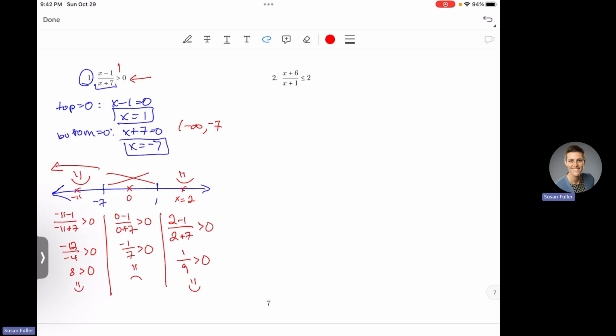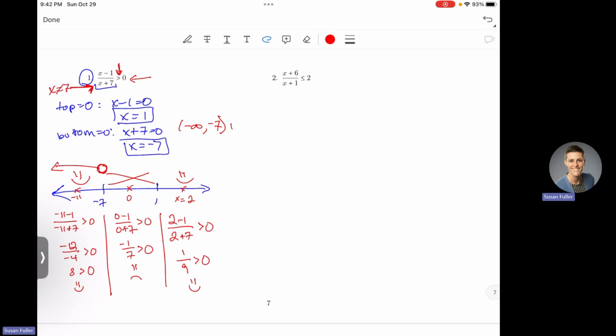Well, my inequality says that I'm not going to include any of my endpoints, but also notice that because x plus 7 is in a denominator here, we know that x cannot be equal to negative 7 by the domain rule. So this is not going to be included regardless of what my inequality says. So negative 7 is definitely not included.